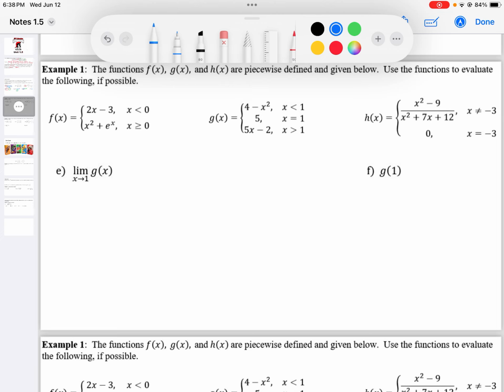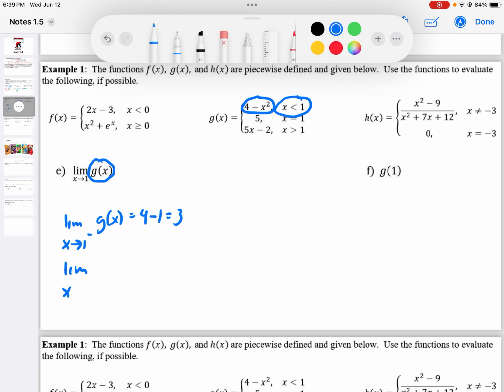All right, so the limit of the g function, remember what function we're talking about, as x approaches 1. Well, I need to know the limit as x approaches 1 from the left of the g function. Okay, plug in. This would be from the left, right? That's when x is less than 1, that's from the left. So plug in 1 here. So it'd be 4 minus 1, which is 3.